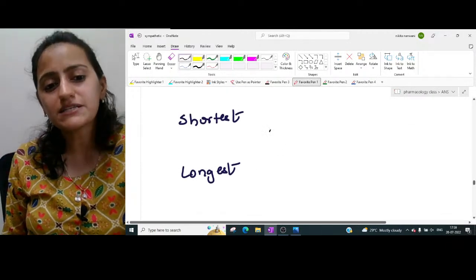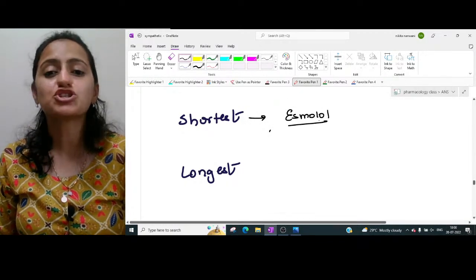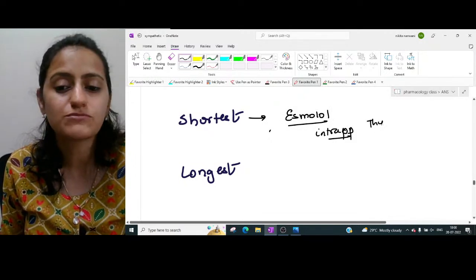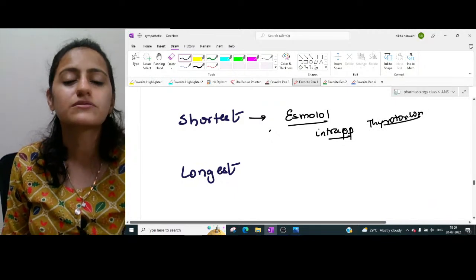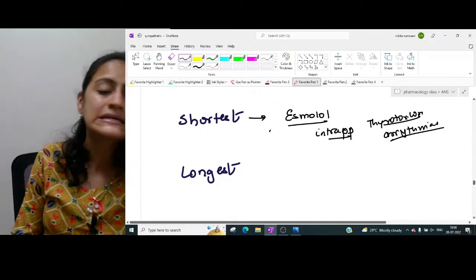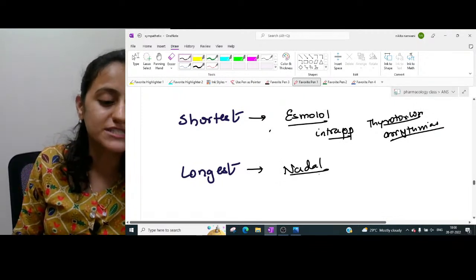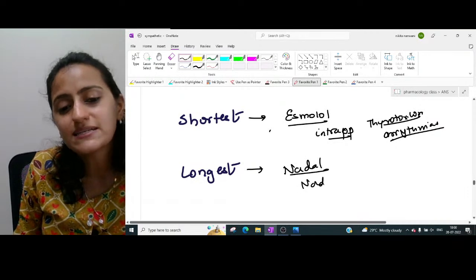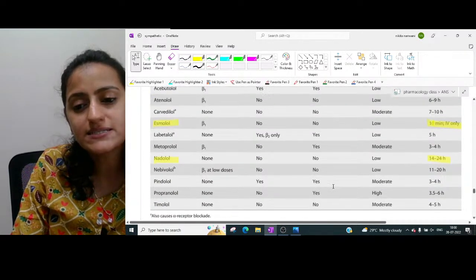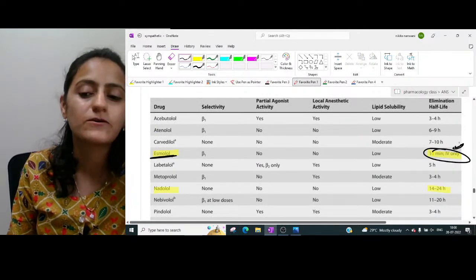Which is the shortest acting beta blocker? Esmolol. Remember, esmolol is the shortest acting. It is generally given intraoperatively, when your patient is, say, a patient of thyrotoxicosis, to control the blood pressure and intraoperative arrhythmias. In thyrotoxicosis we give esmolol. Longest acting, remember Nadal. Nadal plays for a long time on the ground. So remember, nadolol is the longest acting. Shortest is esmolol, longest is nadolol. Esmolol has a half life of only 10 minutes. It is given IV only.